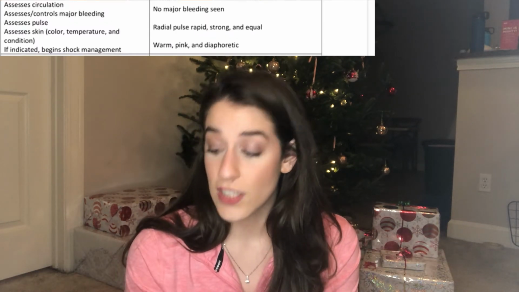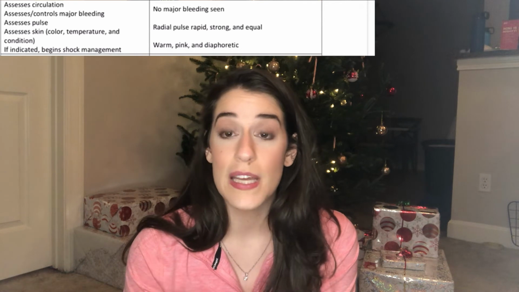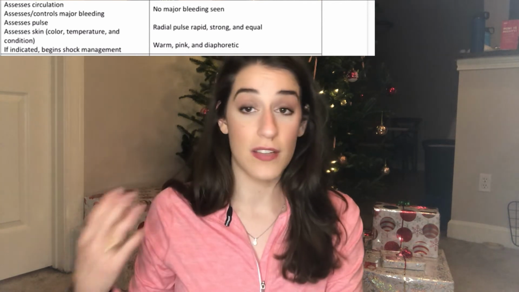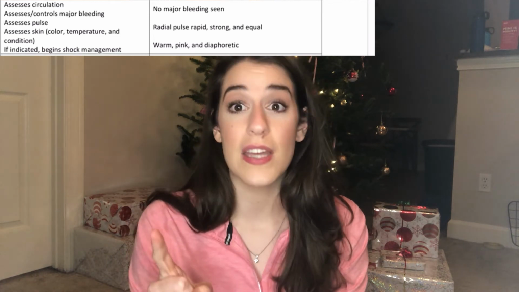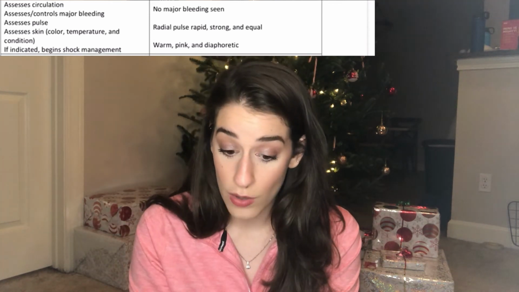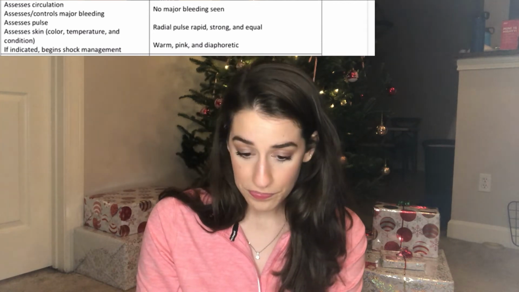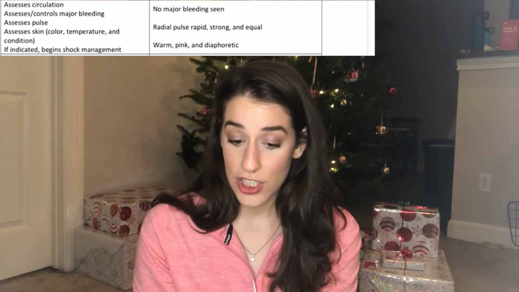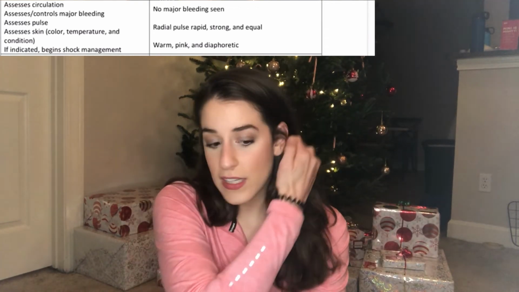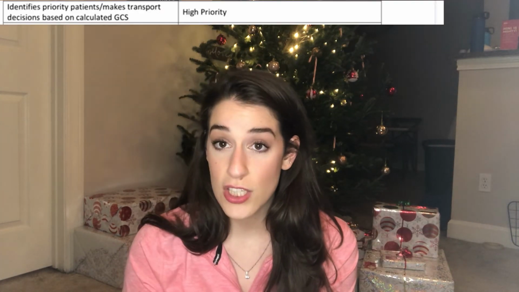Then you're going to move on to circulation. Any bleeding? No. Now, you might be able to see internal bleeding, aka bruising on the left side, but if you don't see that, that does not mean that there's no internal bleeding. It's just something that you don't see on the patient as of now. Can you tell me the pulse, the skin condition, color, and temperature? Warm, pink, and diaphoretic. This is a high priority patient, and I'm going to go ahead and transport.